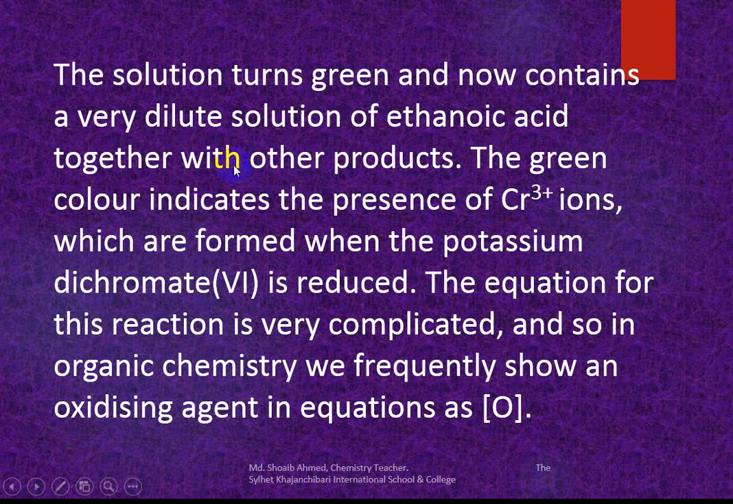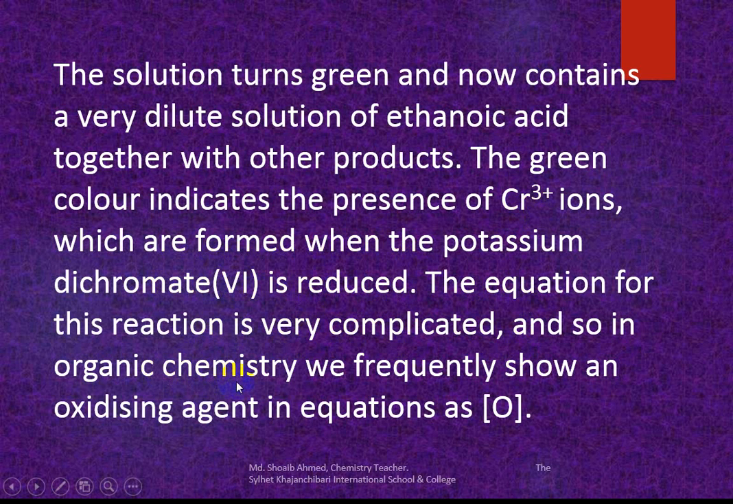For this reason, before heating the color was orange. After heating, the color becomes green, which is formed when the potassium dichromate is reduced. The equation for this reaction is very complicated.